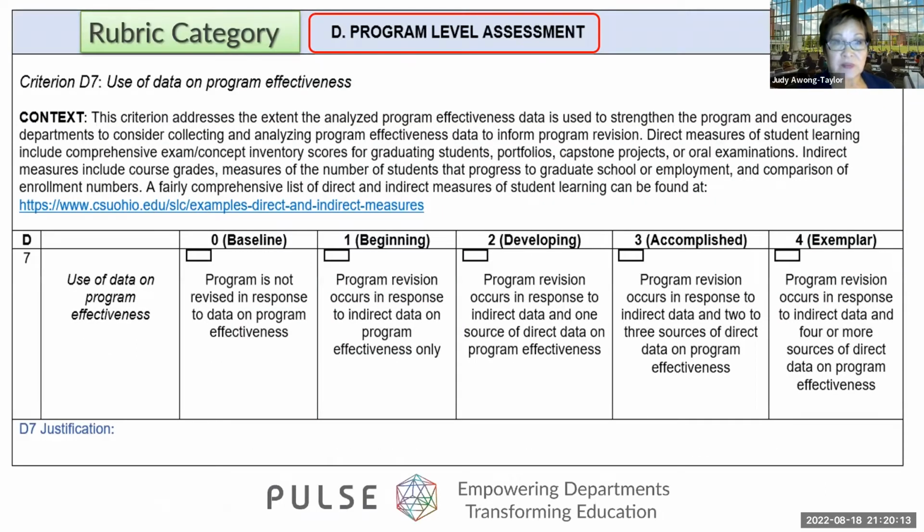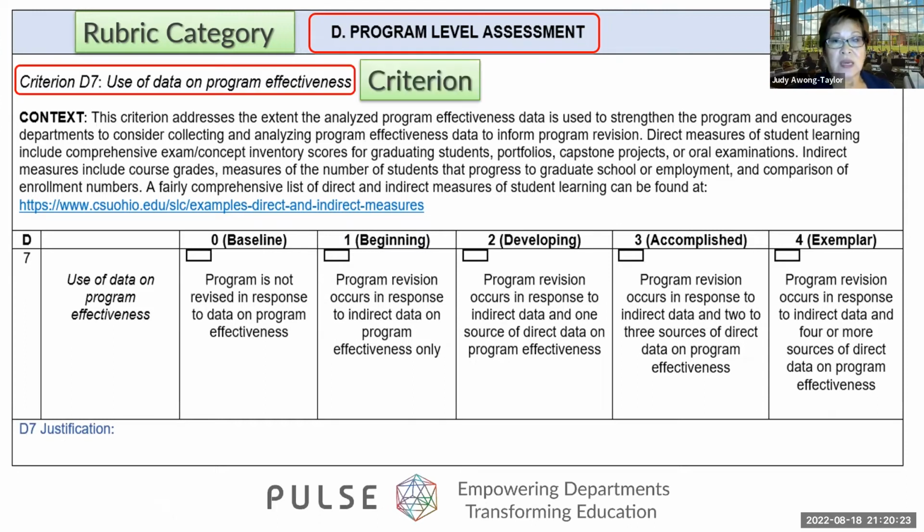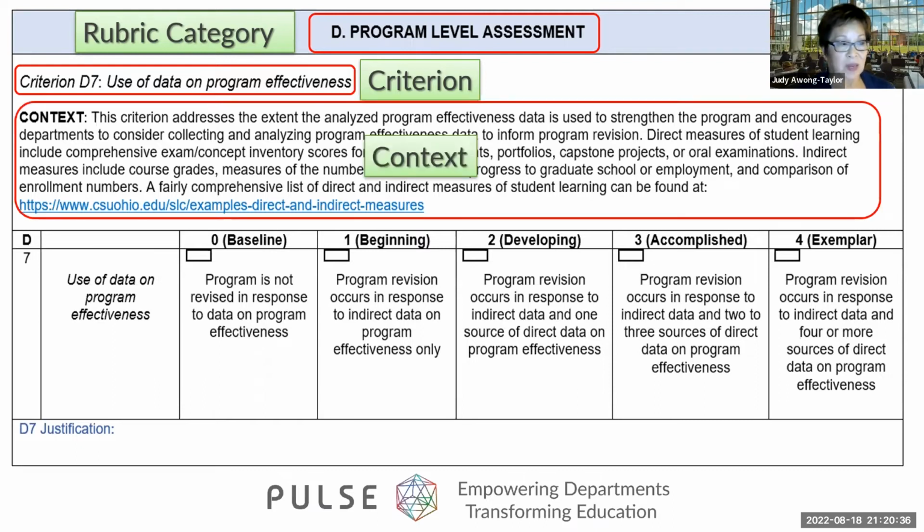Each rubric is subdivided into categories. So on this slide, you can see an example of the rubric category that deals with program level assessment. In turn, each category includes several criteria. In this case, you are viewing criterion D7 that focuses on the use of data on program effectiveness. Beneath the criterion is the context of that particular criterion. The context describes what the criterion addresses and often will include references with live links as well.